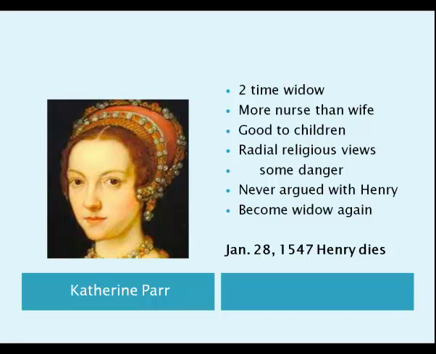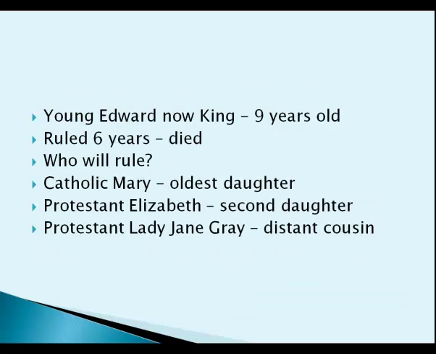And she's more of a nurse than a wife, and she's good to both of his girls that are still alive, Mary and Elizabeth. But she has some radical religious views, and this gets her in a little bit of trouble, but she learns to keep her mouth shut and stay out of the way. She never argues with Henry. And then Henry dies, and she's free to marry for the 4th time. So January 28th, 1547, Henry dies.